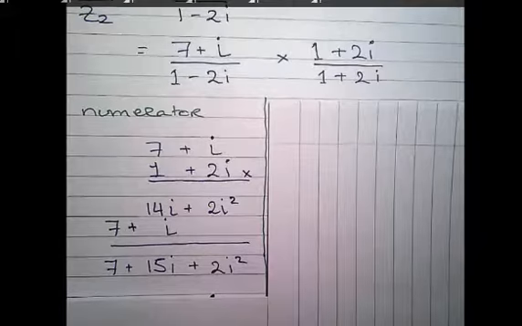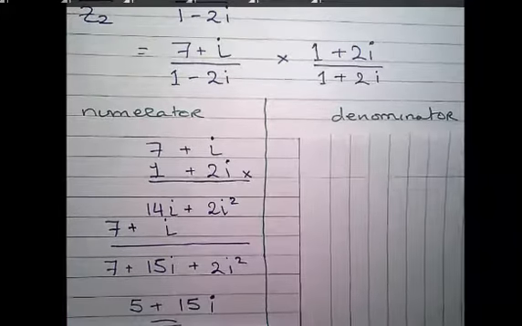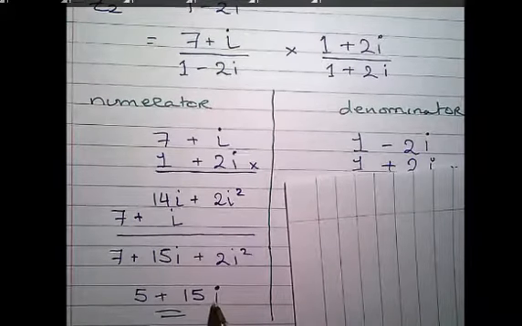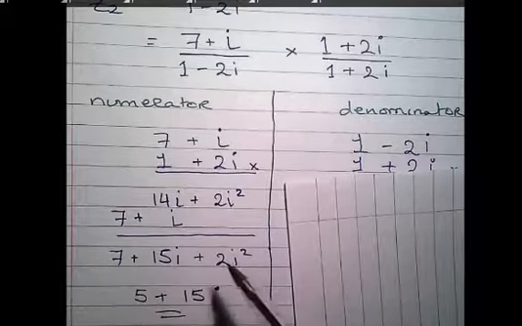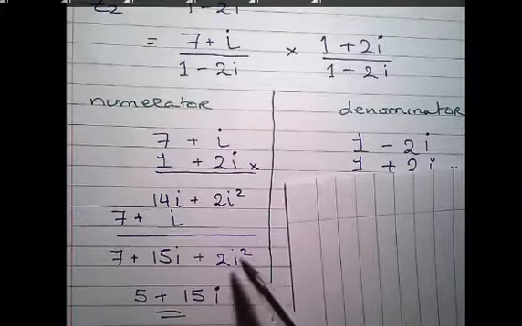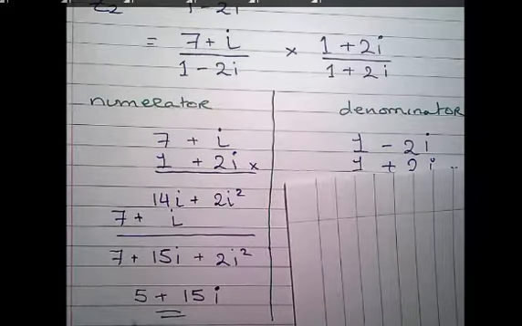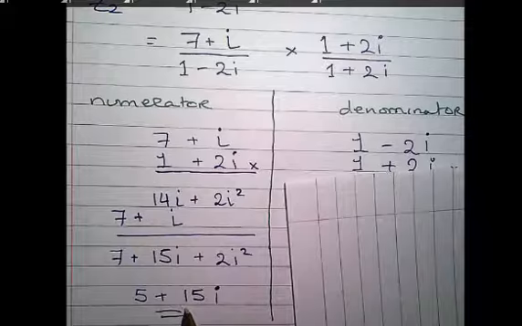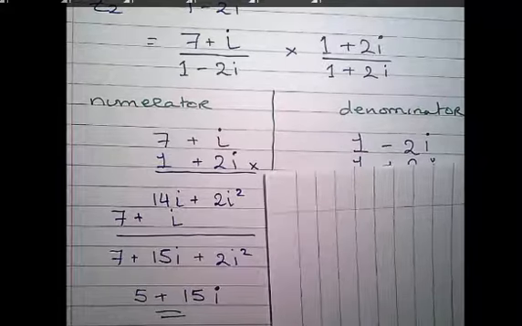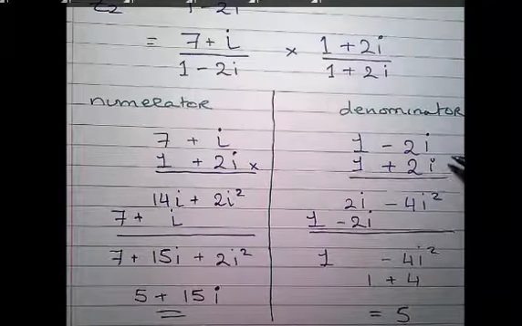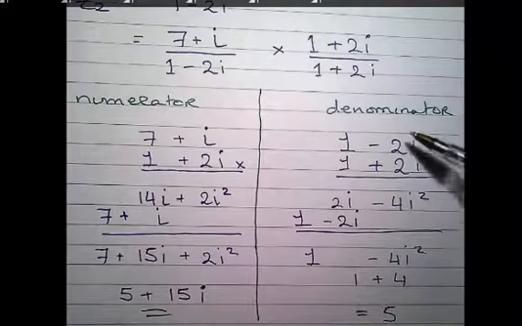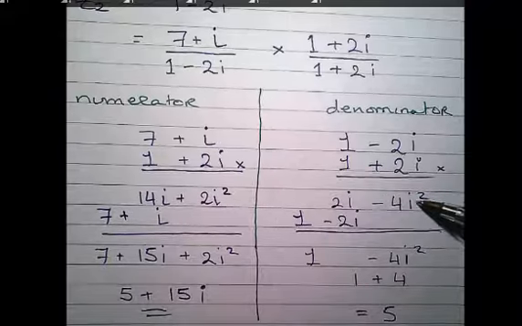What we can do there is state that as 5 plus 15i. So what happens there is, 2i squared: i squared is minus 1, so 2 times minus 1 is minus 2. 7 plus minus 2 gives us 5. So essentially the numerator is 5 plus 15i. Now, the denominator works more or less the same. I've done it in very long form in this instance, but essentially it's done the same way there. So I'll just let you read through it yourself if you want.